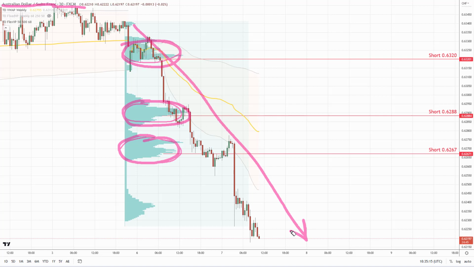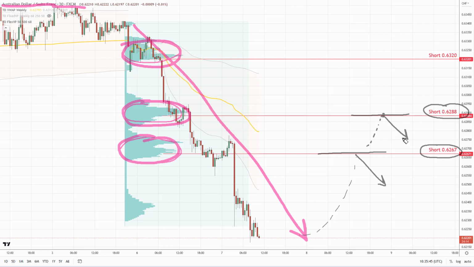So when there's a pullback to the first zone, to the beginning of that heavy volume zone, then I expect a reaction. It is at 0.6267. Then, if there is a pullback to the second zone, to the beginning of the second zone, at 0.6288, then again I expect a reaction. And at some point in the future, if the price comes back to this level, 0.6320, then I expect another reaction.